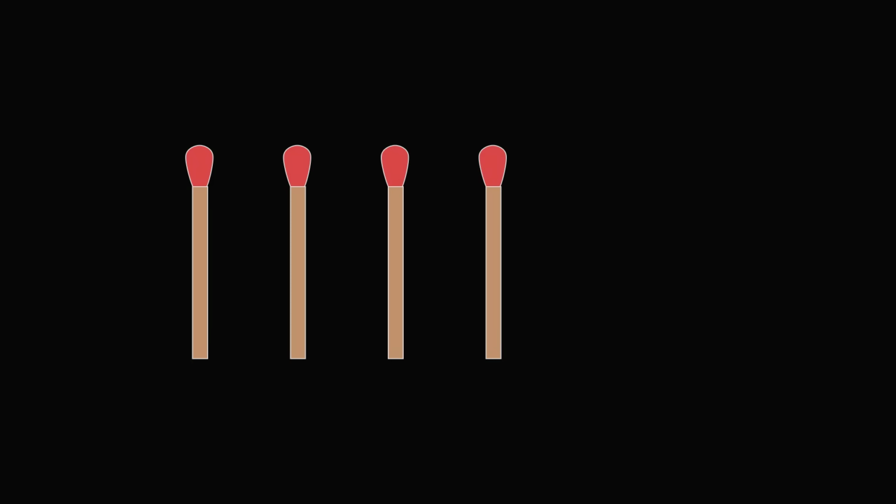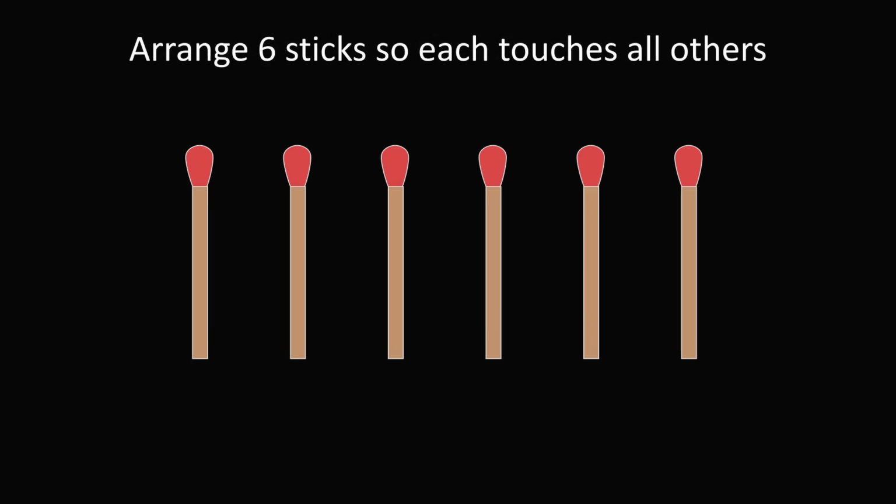Puzzle 2. You are given 6 identical matchsticks. The challenge is to arrange the matchsticks in such a way that every single matchstick is touching all of the other matchsticks. So let's start by experimenting.